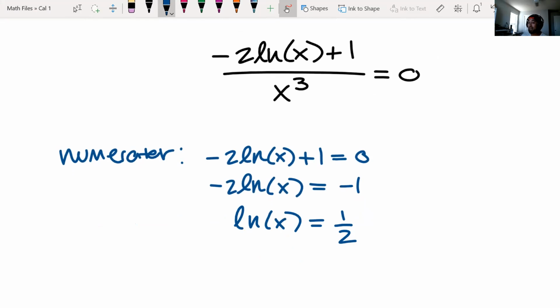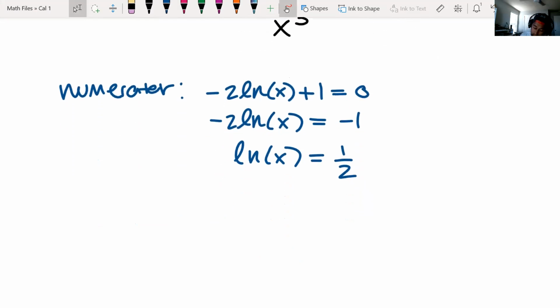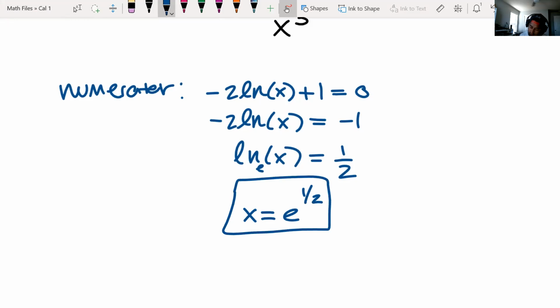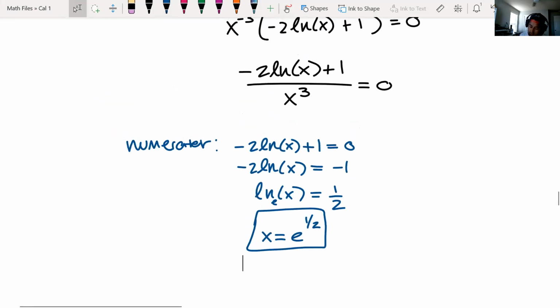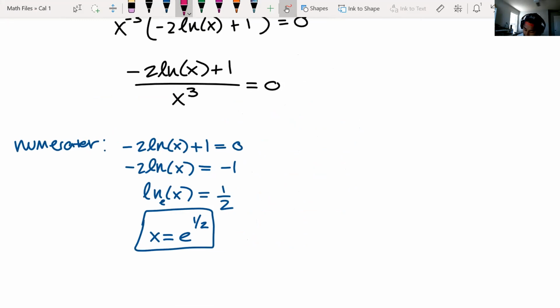So how do we get that x out of the argument of the natural log? What do we convert to? Exponential. What's the base of the natural log? E. So what's our answer for x? E to the 1/2. Yeah. And then the easy one, the denominator.